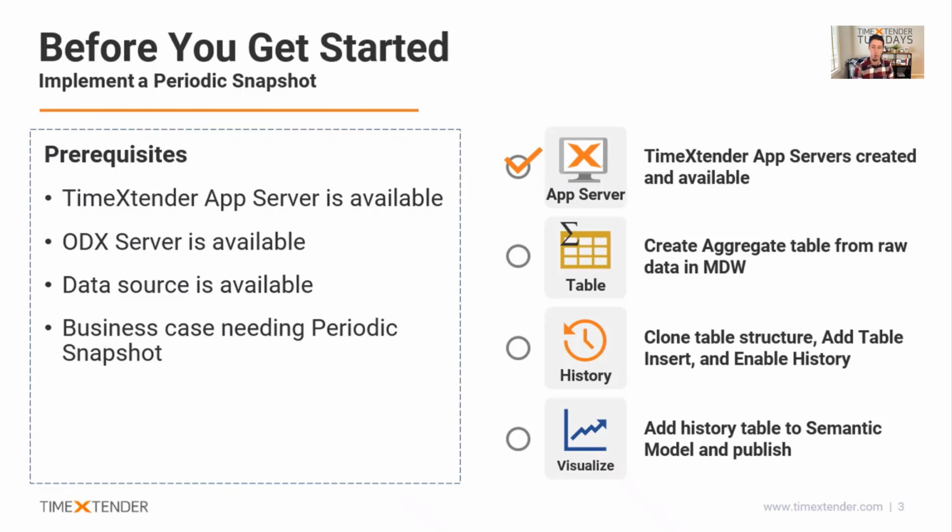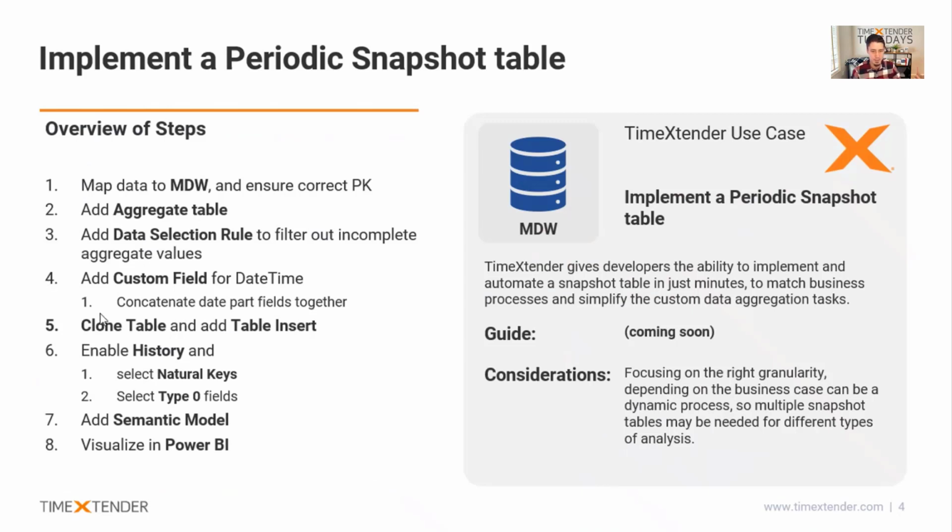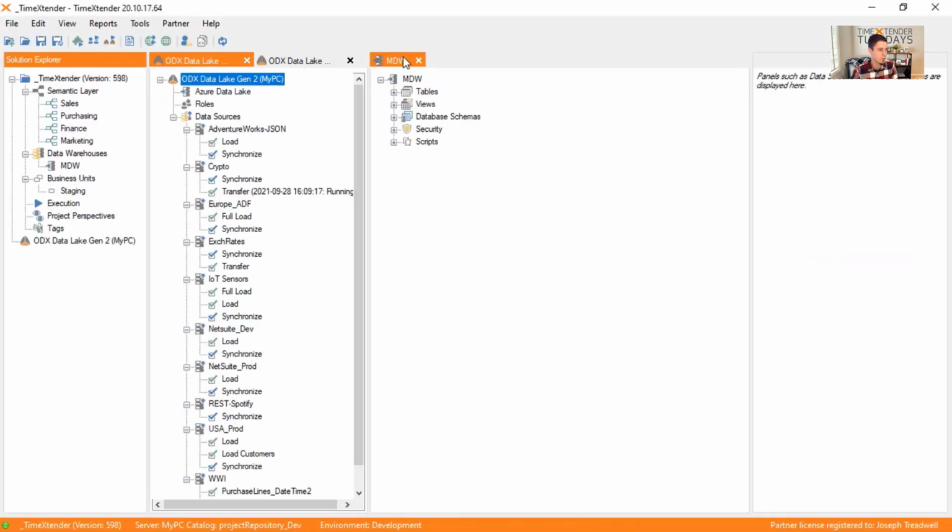I set up a data source last week connecting to a cryptocurrency prices API, and it gives us the exact price of any given cryptocurrency at the time of measurement, right? And we have that running once a minute. So every minute it's pulling the current price, and then I'm going to pull that in. So that's currently in my ODX. So let's jump right in. Because that data is already in my ODX, the first thing I'm going to need to do is map the data into the data warehouse and ensure my primary keys are aligned properly. So let's go ahead and do that.